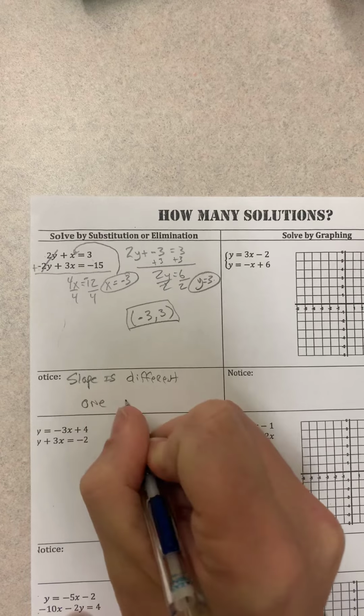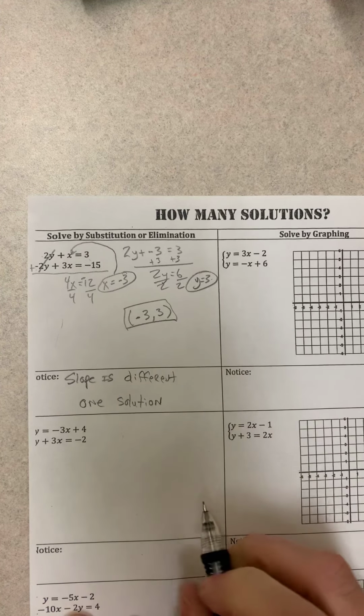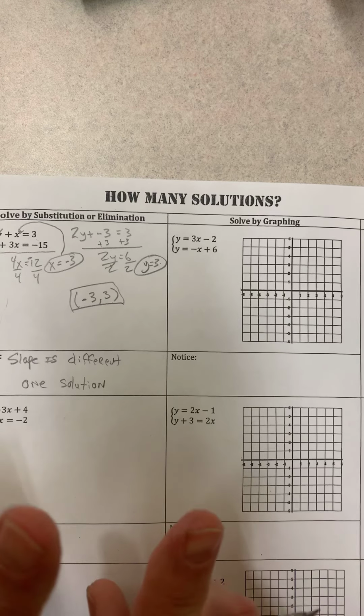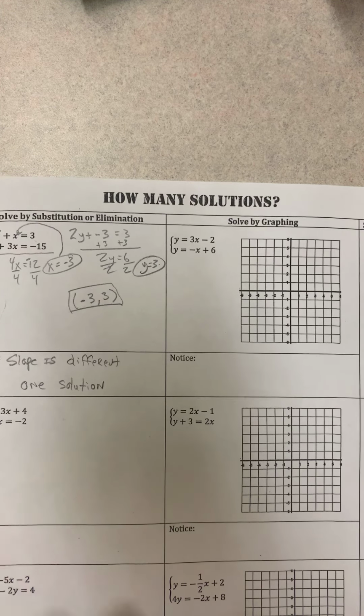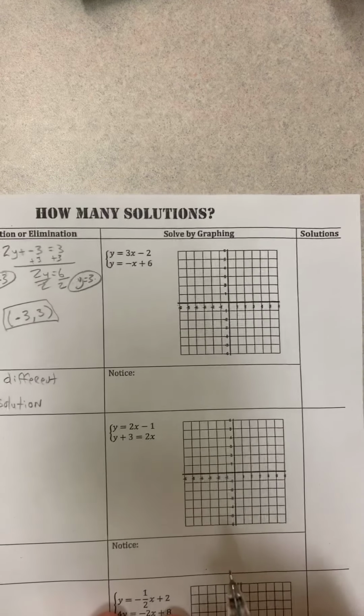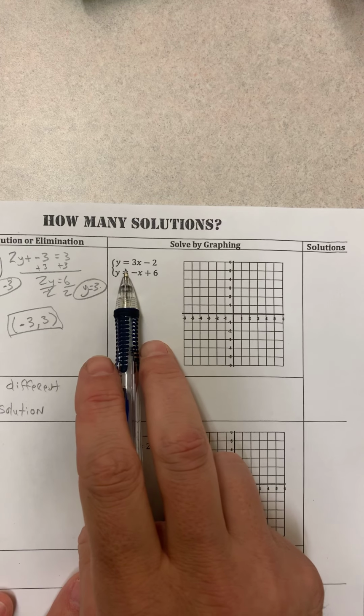You will get one solution because those lines will intersect. Even if the slopes are real close and they don't look like they're going to intersect in a coordinate plane, they eventually will. Because the rise and the run are different, they will eventually run into each other. So we're going to look at this solved by graphing.